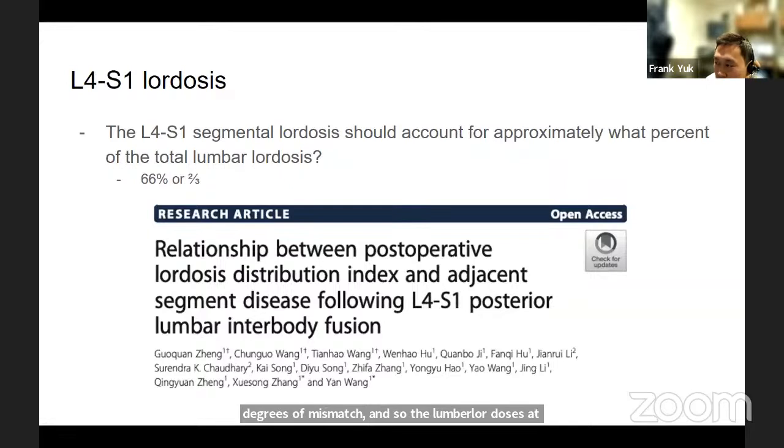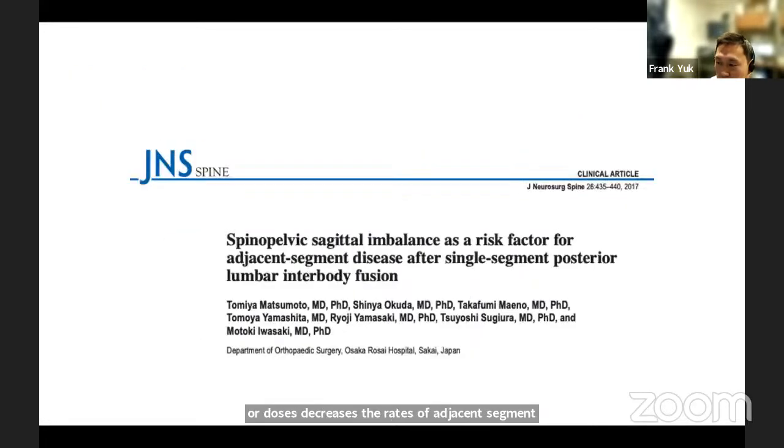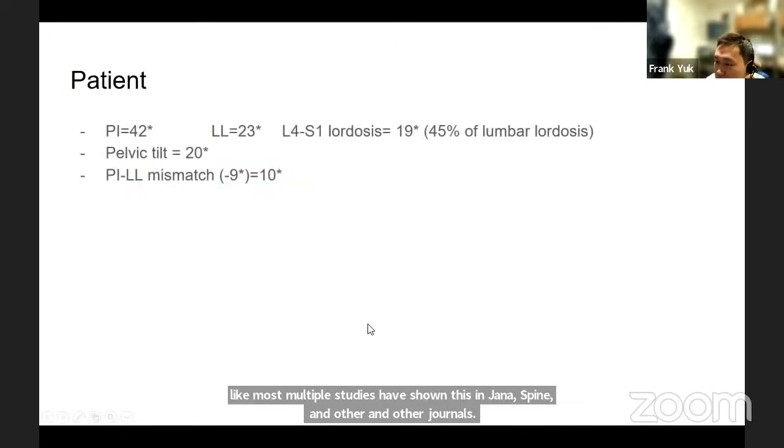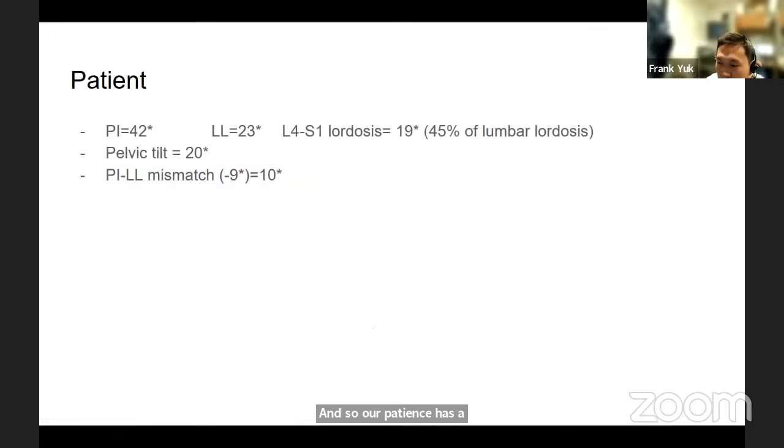And so the lumbar lordosis at L4-S1 should account for approximately 66%, or about 2/3 of the total lumbar lordosis from L1 to S1. And multiple studies have confirmed this and shown that meeting this criteria of almost 2/3 segmental lordosis decreases the rates of adjacent segment disease and reoperation. Multiple studies have shown this in JNS Spine and other journals. And so our patient has a PI of 42, and they're mismatched almost 10 degrees.